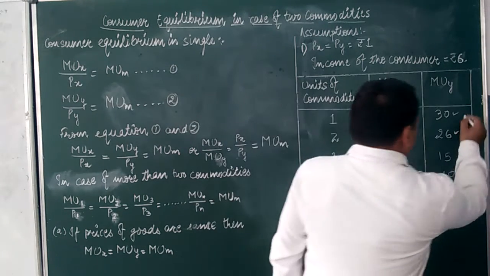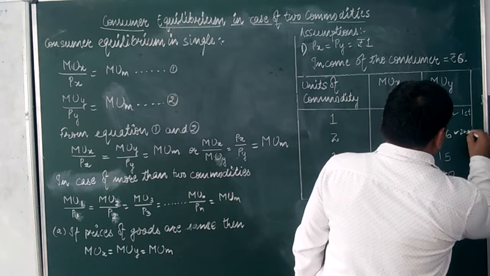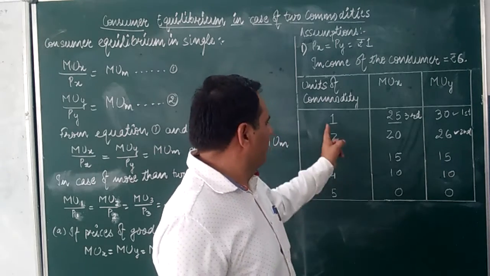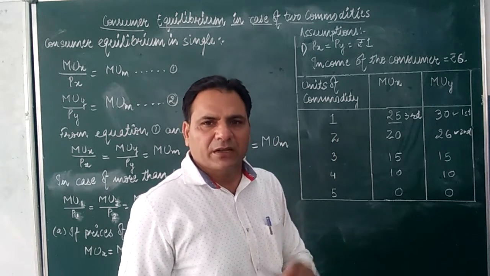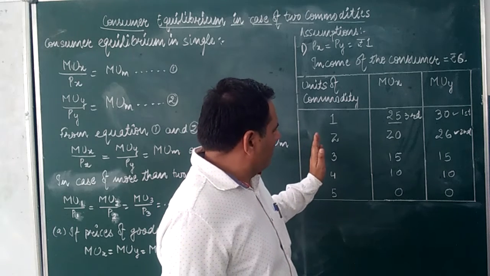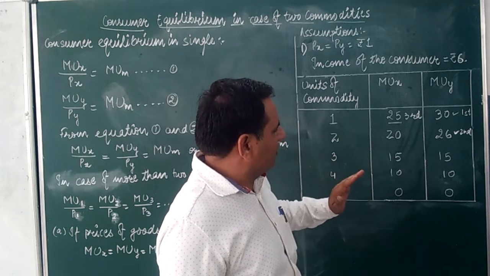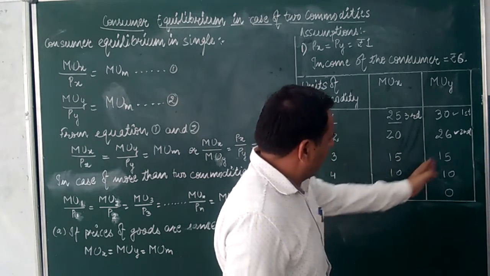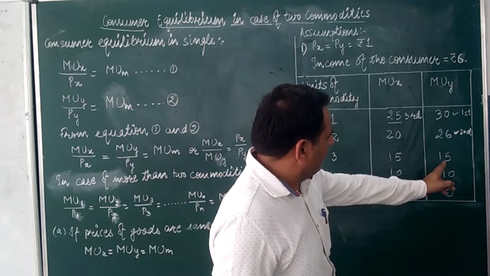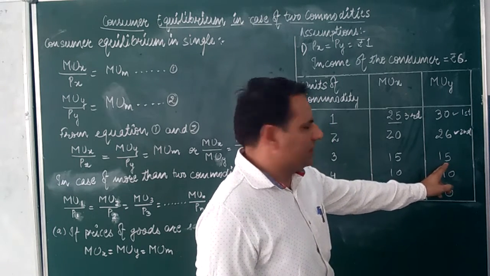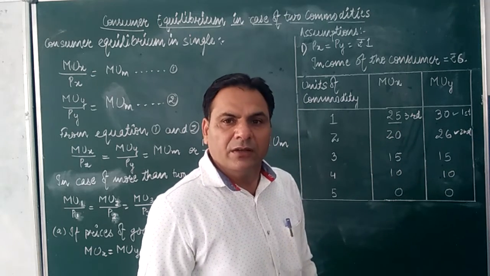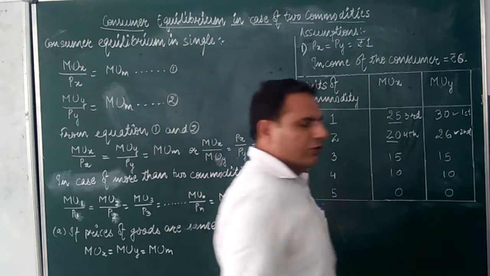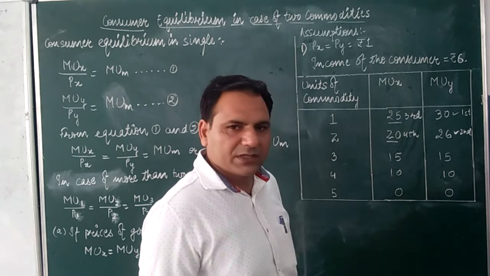After that, among various combinations, which unit is giving consumer the maximum satisfaction, that is 25. So the consumer will spend his third rupee on commodity x, and consumer will buy 1 unit. He will spend fourth rupee upon x2, because among available options, commodity y is giving him 15 units of satisfaction, and commodity x is giving 20 units of satisfaction. So the consumer will spend his fourth rupee over x.